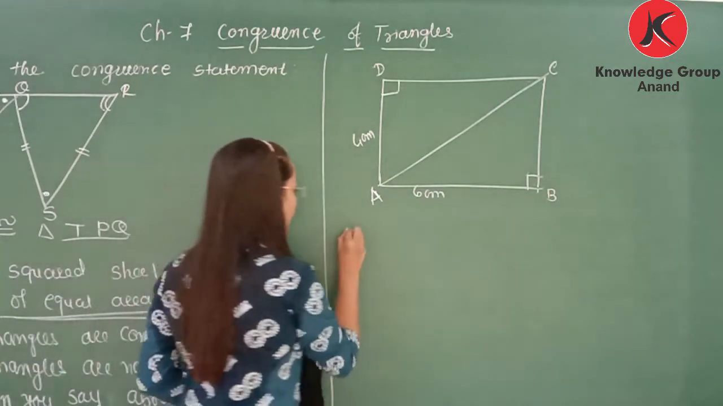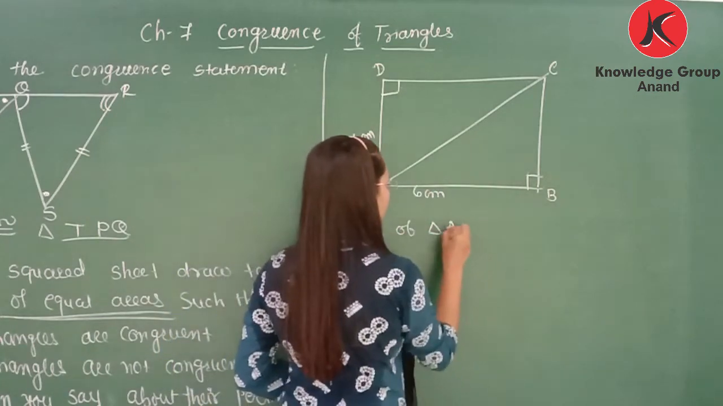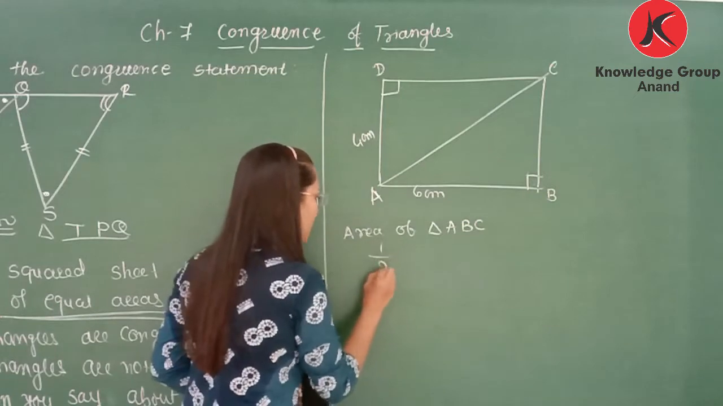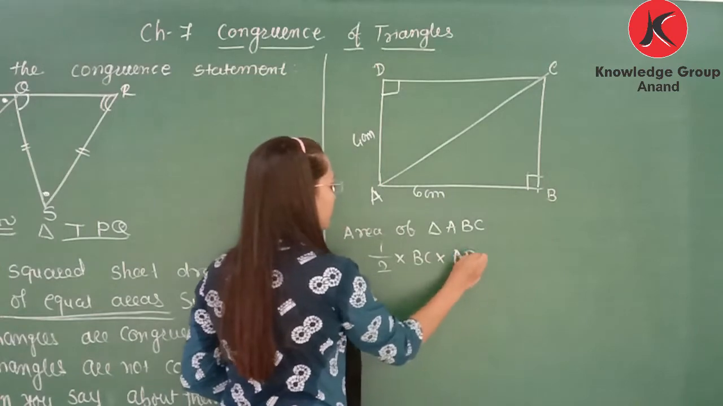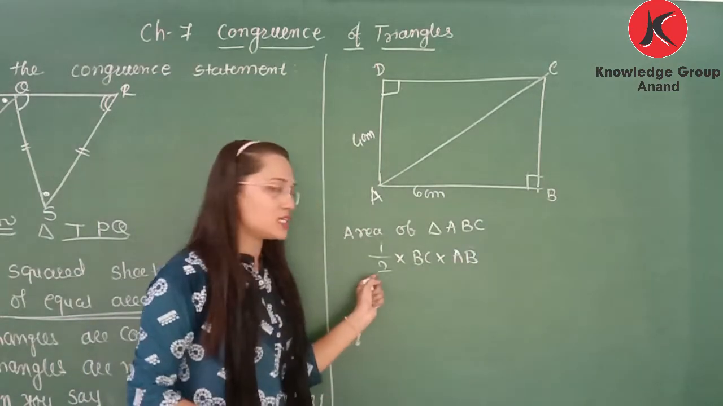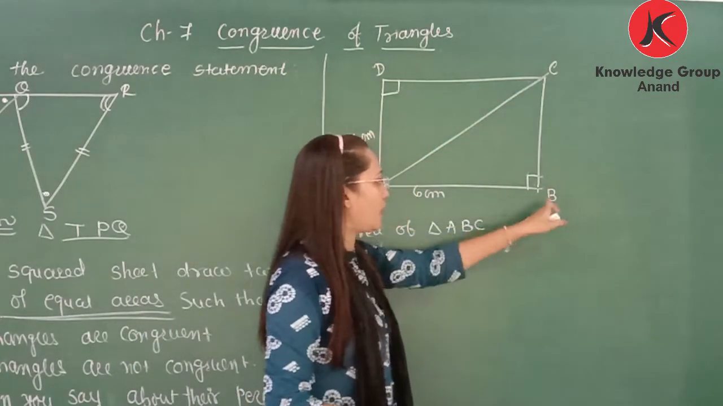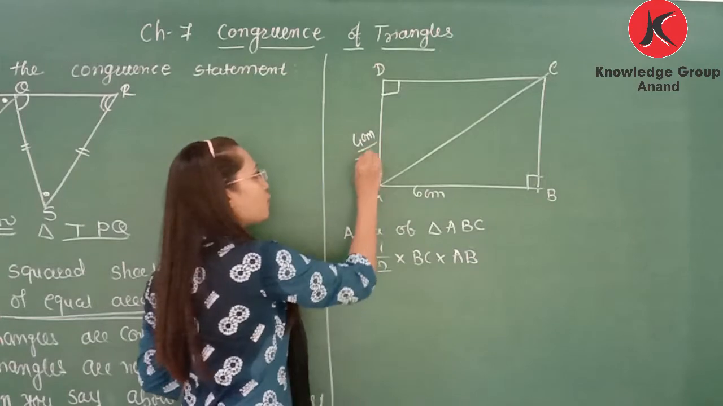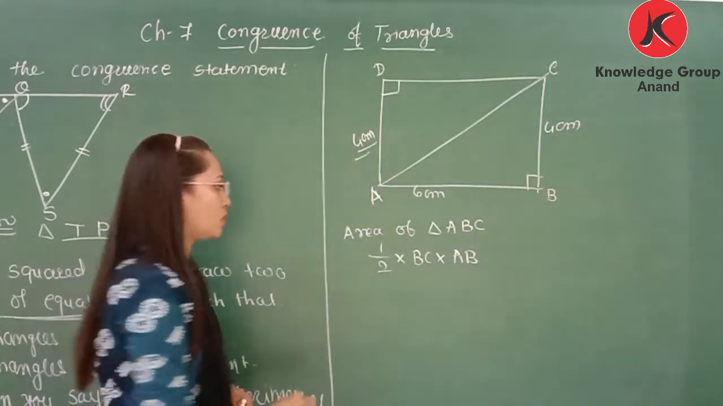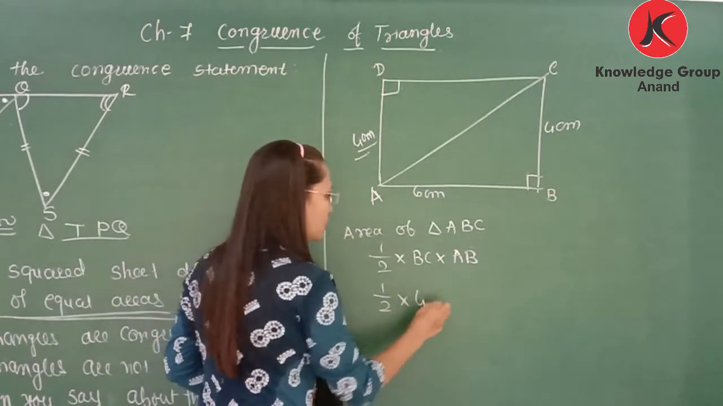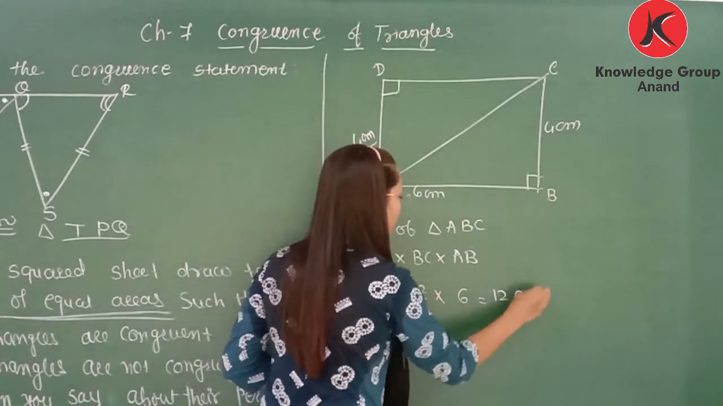Okay, so let's find the area of triangle ABC. Now it is 1/2, height is BC and base is AB. The area of a triangle is what? 1/2 height into base. For this triangle, height is BC and base is AB. So if this is 4 cm, then this side is also 4 cm because it is a rectangular sheet. So 1/2, BC is equal to 4 and AB is equal to 6. So we can find it is 12 cm.